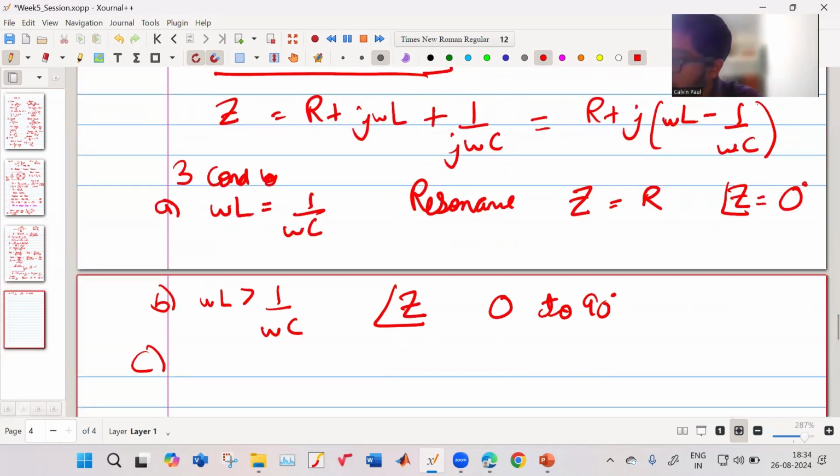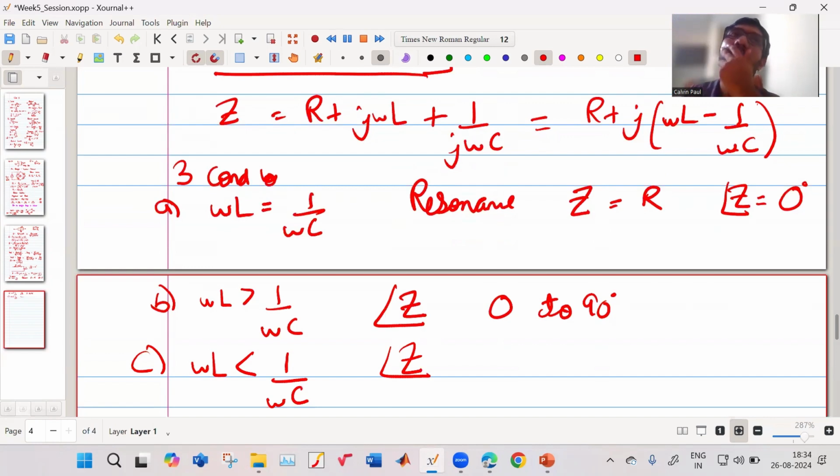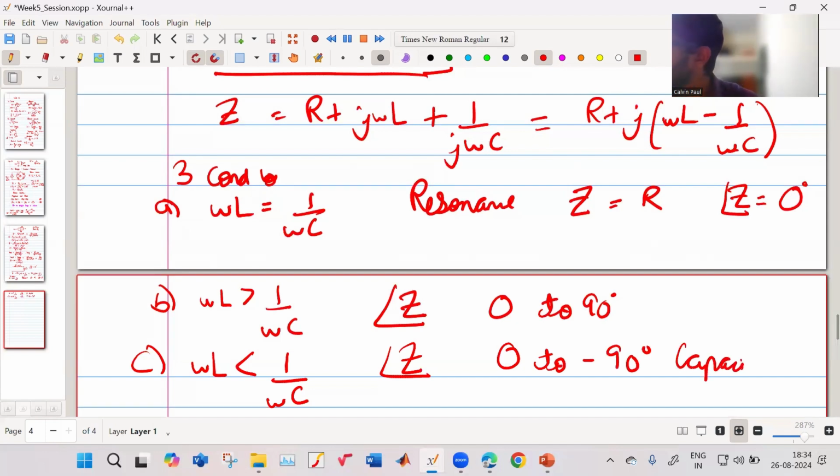But in the case when omega L is less than 1 upon omega C, what will be the angle of Z? Between 0 to minus 90 degrees, sir. Now it will range between 0 to minus 90 degrees because it is a capacitive behavior. The capacitance is dominating. In the earlier case, it is an inductive behavior.